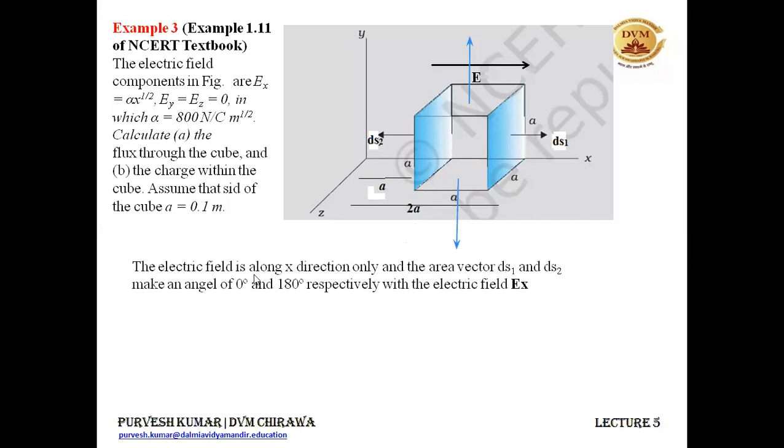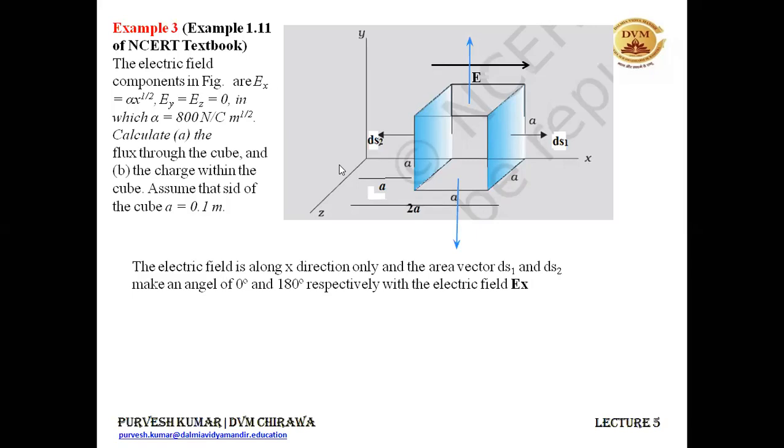All right. So there are only 2 area vectors, that is ds1, that is this side, and ds2, that is along this side, making an angle of 0 degrees and 180 degrees respectively with the electric field Ex. You can see this is the direction of electric field. Direction of electric field is towards the x-axis. Direction of ds1 is also towards the x-axis. So the angle between ds1 and E is 0 degrees. ds2 is towards the negative x-axis and electric field is towards the positive x-axis. The angle between electric field and ds2 is 180 degrees.